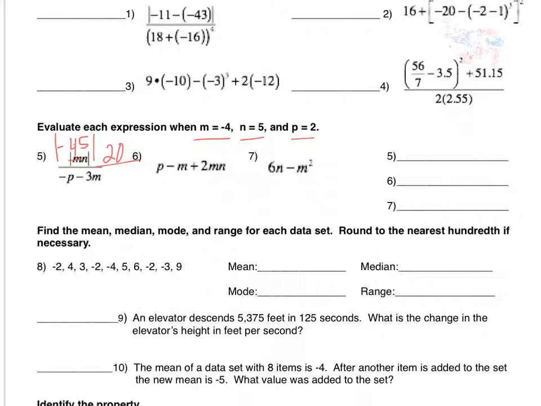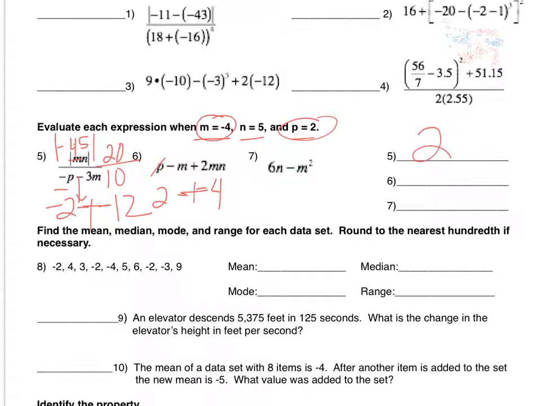In the denominator, we have the opposite of p. So p is 2, so the opposite of p would be negative 2, minus 3 times m. m is negative 4, so 3 times negative 4 is negative 12. Pay attention to those negative signs. Remember to bring them down or put them in parentheses, however you need to do it to keep track of them. But in the denominator, we have negative 2 plus 12, which is a positive 10, and 20 divided by 10 is 2.